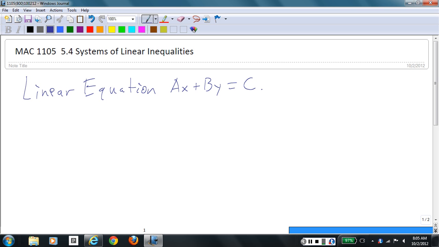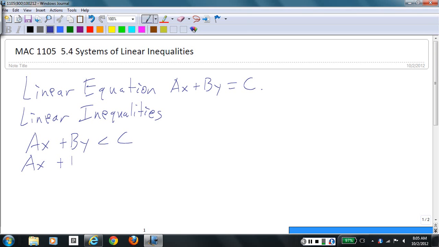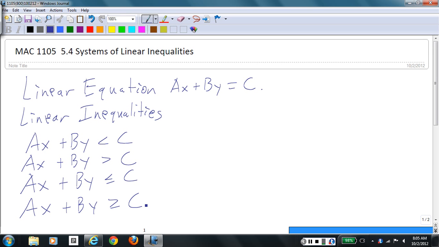And in this section, we want to be able to graph linear inequalities in two variables one at a time, and then maybe two or three at a time. So, linear inequalities, and make it plural, because we can write four different ones. Ax plus By is less than C. Ax plus By is greater than C. Ax plus By is less than or equal to C. Ax plus By is greater than or equal to C.